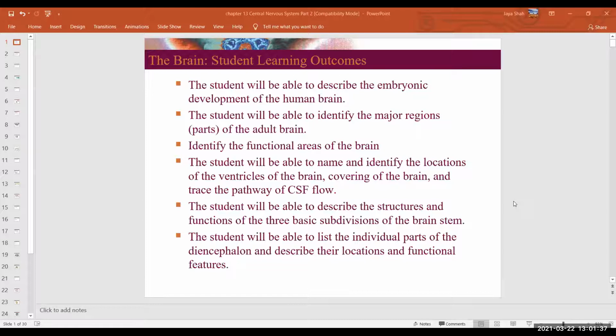And then we will identify the location of the ventricles and the covering of the brain. Inside the ventricles we have CSF, so how CSF is produced, how it flows, and how it is absorbed in the body. So we'll talk about the meninges, the CSF, and CSF flow. After that, we will talk about the structure and function of the three basic divisions of the brainstem, which are the midbrain, pons, and medulla oblongata.